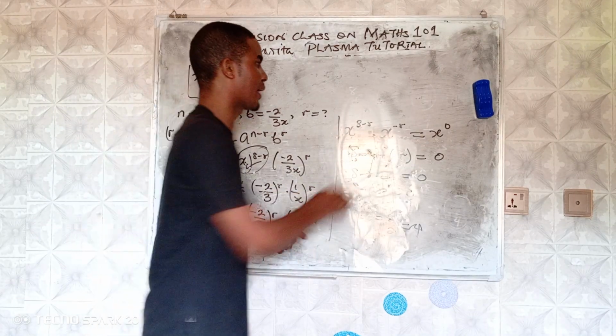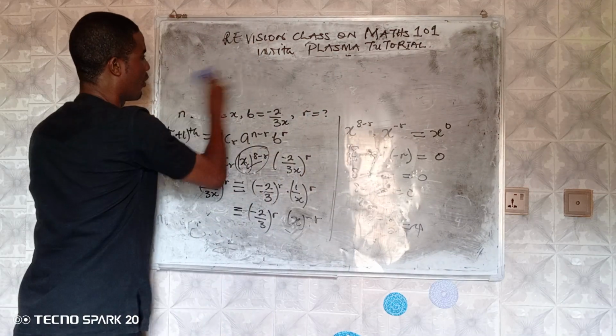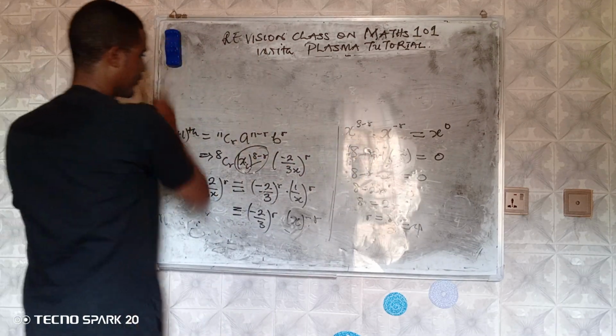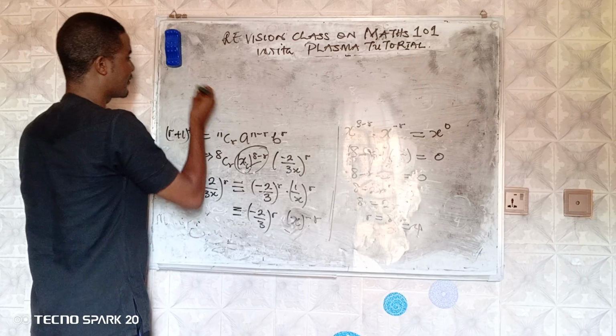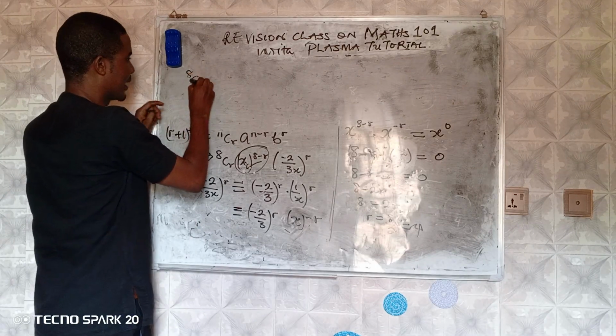So at the end of the day, we got the value of r to be 4. Now that we have got the value of r to be 4, we substitute it and we have 8 combined 4.